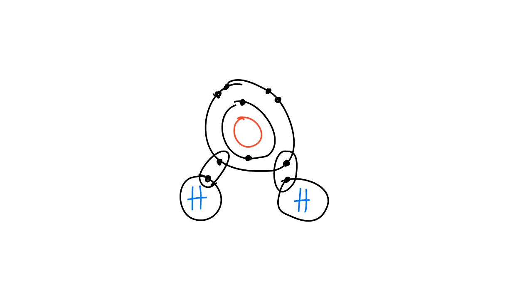So oxygen gets to count 1, 2, 3, 4, 5, 6, 7, 8. It has a full valence. Hydrogen gets to count 1, 2. And remember, in the first shell, the valence is full with 2. So these are covalent bonds in that they're shared.